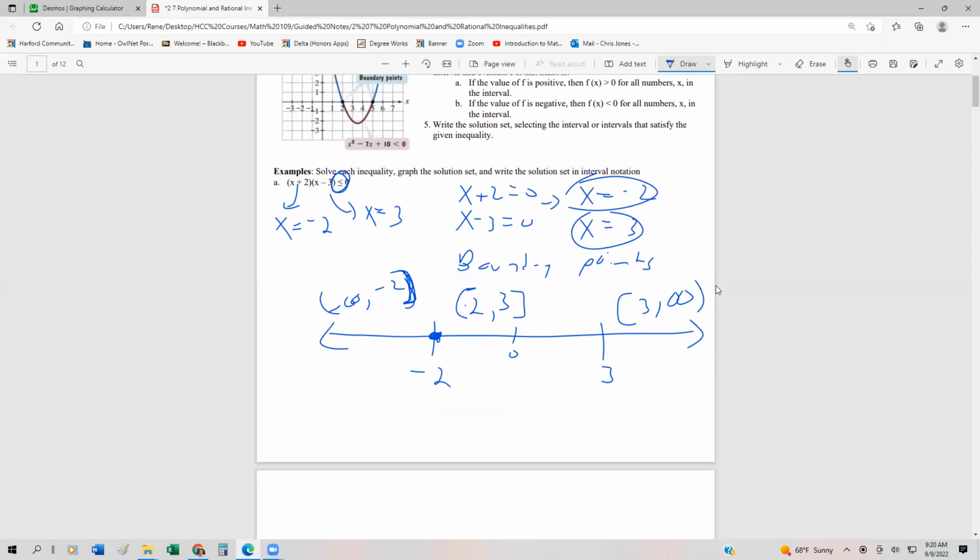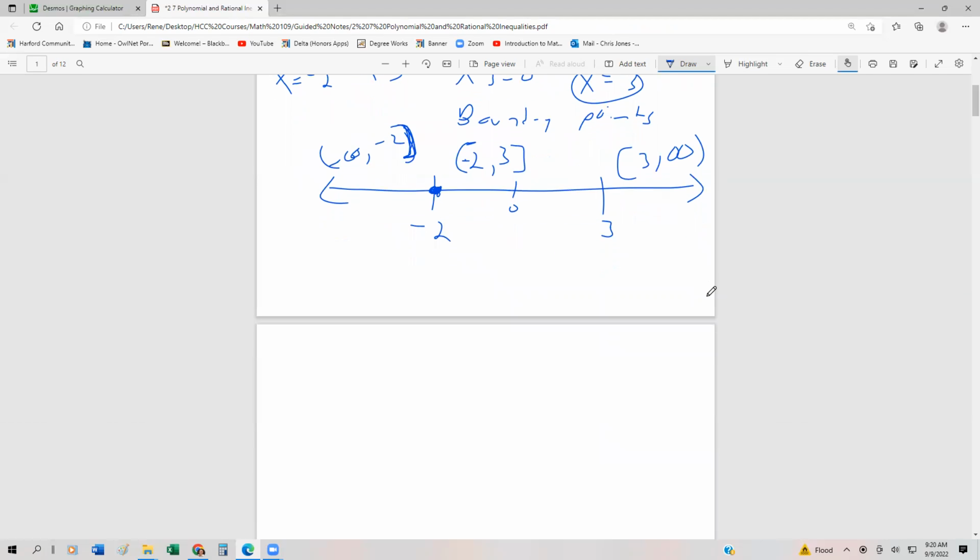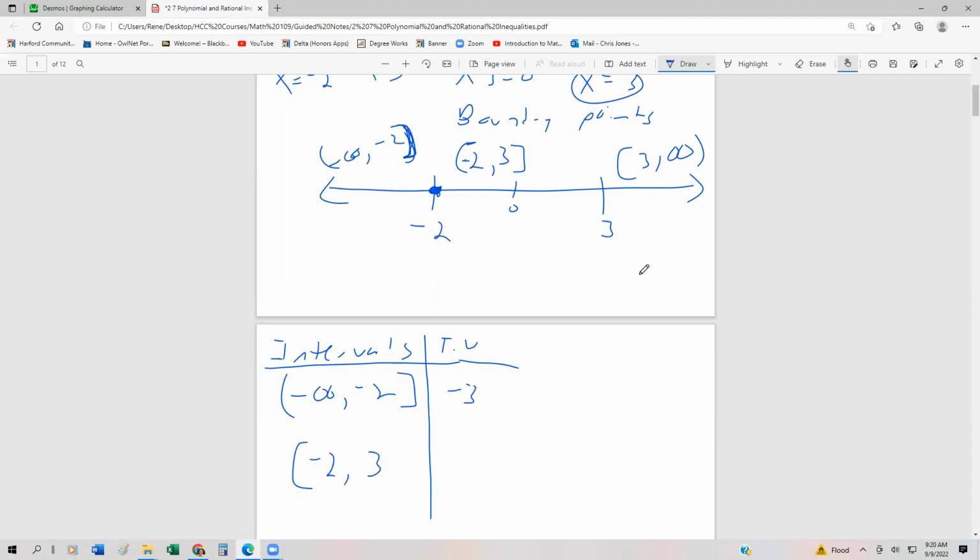Now, what I'm going to do is make a table that has all of these intervals, and then I'm going to pick some test values and see what happens when I substitute the test value back in. So our intervals: one, like we said, -infinity to -2, and a test value that occurs in that interval is going to be -3. Another interval that we had was -2 to +3.